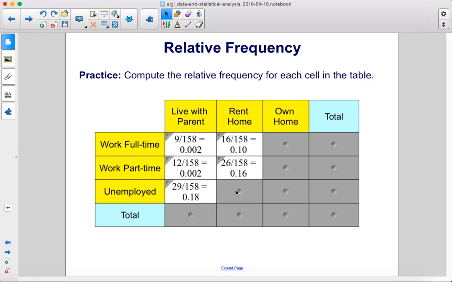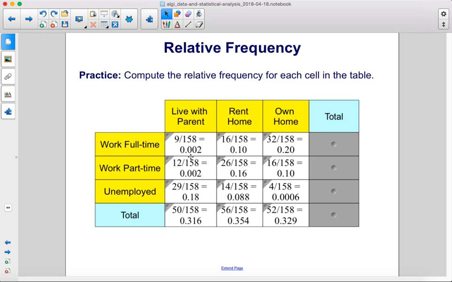So we can do that for all of the numbers in the cells. Here we have our relative frequencies. We have our totals, so 50 people live with their parents total. Out of 158 people in the survey, that's a relative frequency of 0.316. We can do that all the way across, and we see that these numbers here add up to 1. Just like that. And we have these numbers as well.